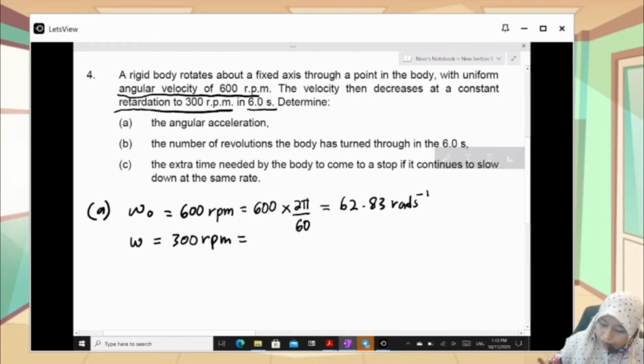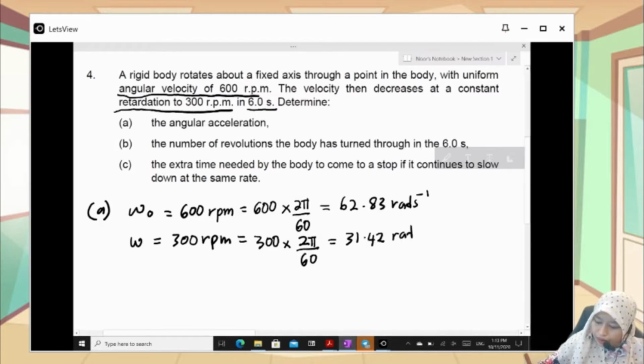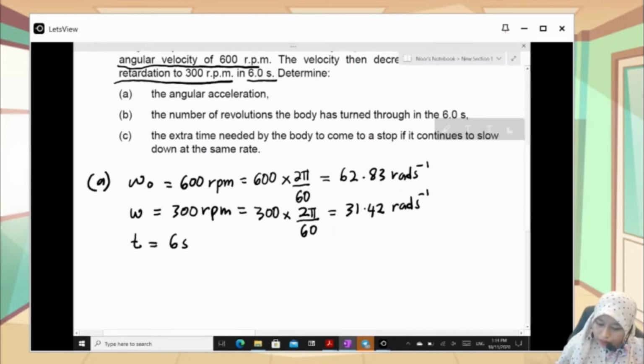300 rpm is also not SI unit, so we need to change it to radian per second, times it with 2 pi over 60, and then we get 300 times 2 pi over 60. So we got 31.42 radian per second. And then the question gives us time 6 seconds. Okay.